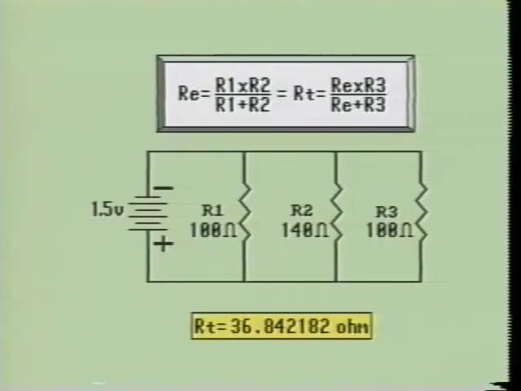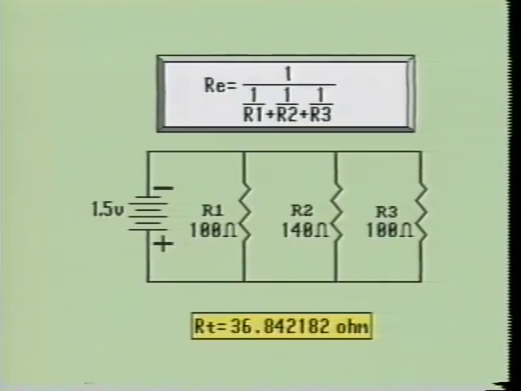We will now use this equivalent resistance and the value of R3 to calculate for the total resistance of this circuit. Our formula now becomes 58.333 times 100 divided by 58.333 plus 100, or 5,833.333 divided by 158.33. It shows that the total circuit resistance is 36.842182 ohms. This is the same resistance value we obtained by using Ohm's law.